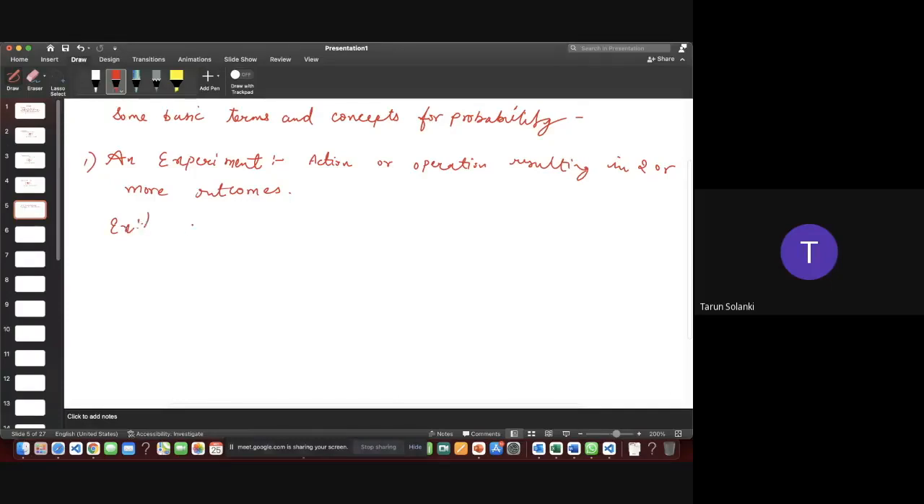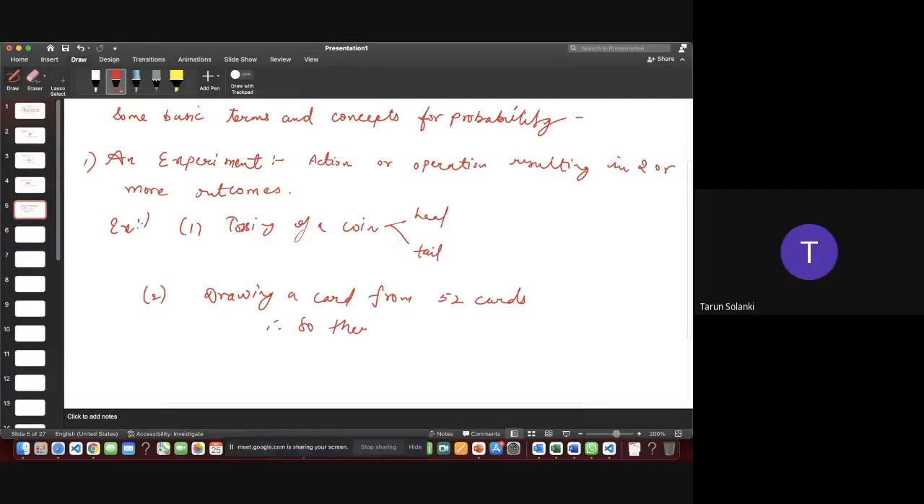Example, tossing of a coin. There are two possible outcomes, head or tail. You can write: tossing of a coin, head and tail. Similarly, we can take one more, drawing a card from 52 cards. So there are 52 possible outcomes, right? So this is an experiment. You can copy.